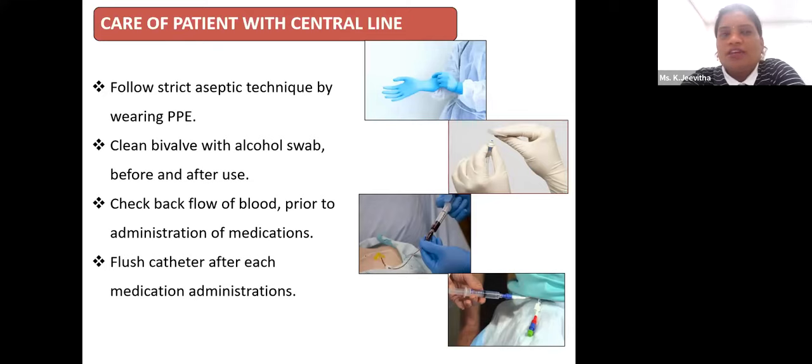And see why I'm giving much importance to the central lines, as I mentioned, which will be in direct contact with the superior vena cava, because once infection starts, it will spread immediately, and you have to check blood flow. Because in central lines, if you could not find the swelling immediately and you push it, the patient may get other complications. So flush the catheter with each medication administration. Whatever protocol you are following for the peripheral lines, please try to follow for the central line as well.